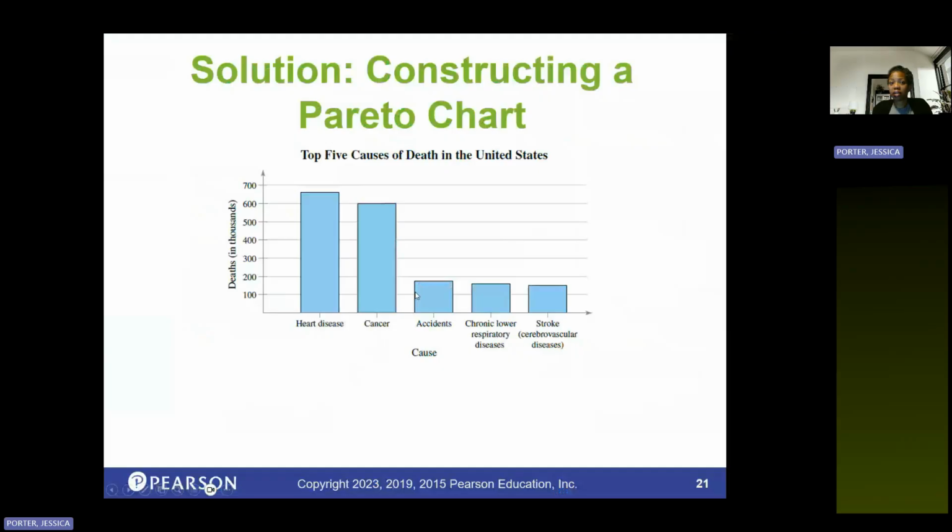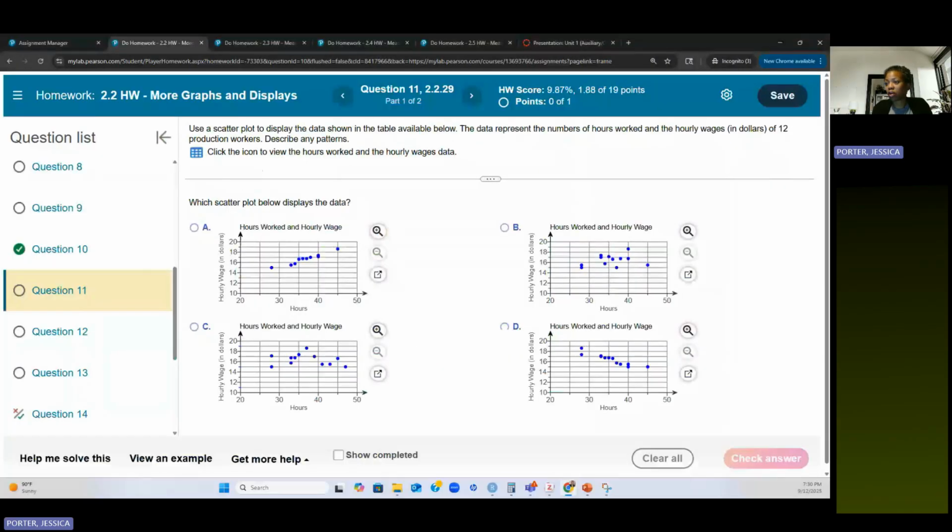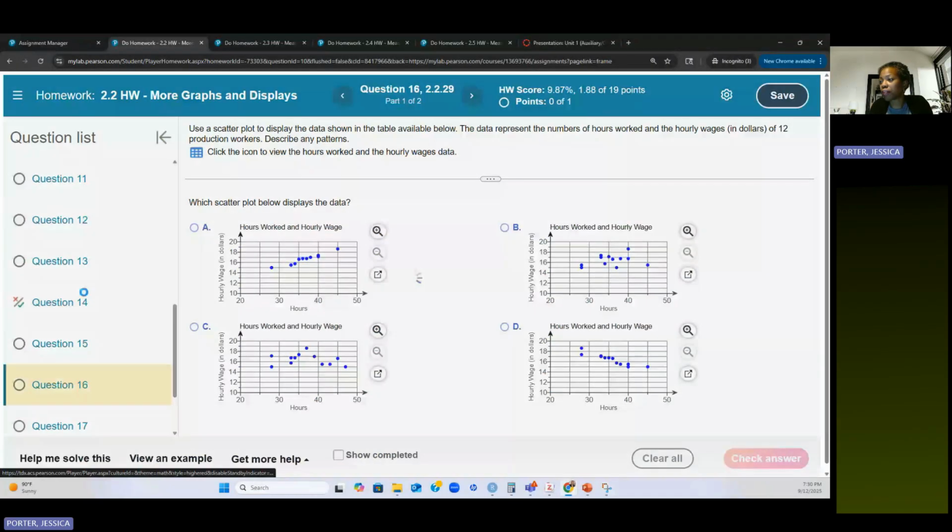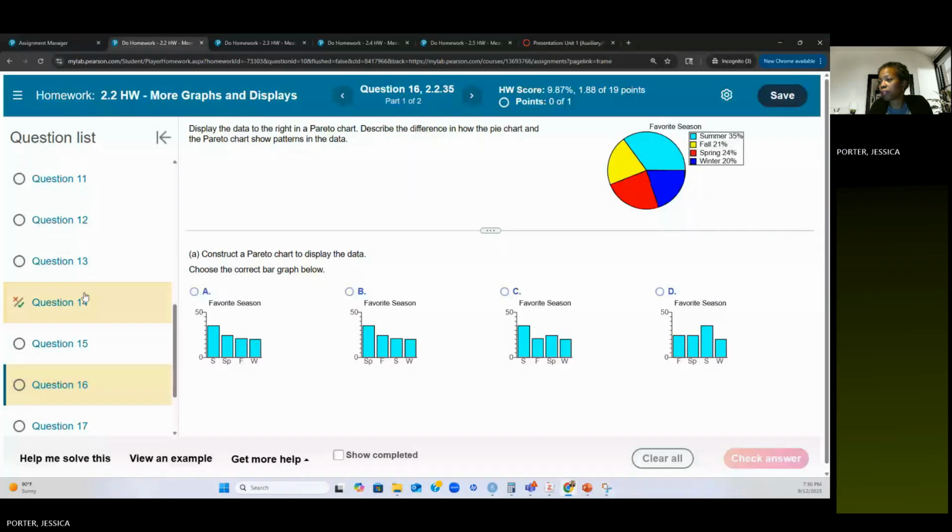Let's look at 16. I don't want to spend too much time on the homework, but I do want to do it. Okay. So it's asking us to go from a pie chart to a Pareto chart on question 16.